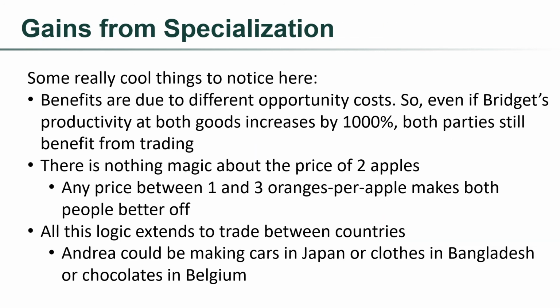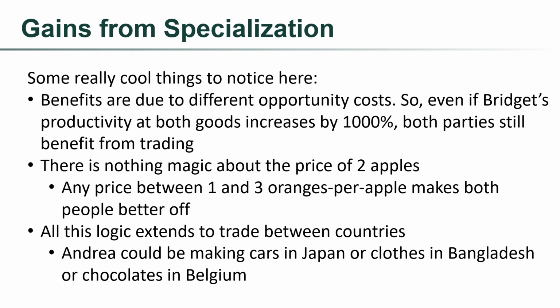So some really cool things to notice here. First, the benefits are due to different opportunity costs. So even if Bridget's productivity at both goods increases by 1,000%, both parties still benefit from trading. There's another thing to notice. There's not like a winner and a loser here. Both of them are made better off. There's nothing magic about the price of 2 oranges per apple. Any price between 1 and 3 oranges per apple will make both people better off.